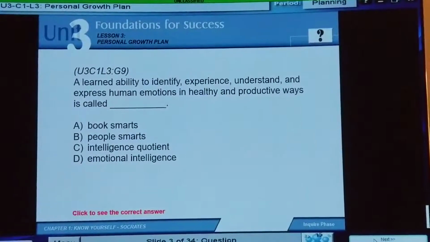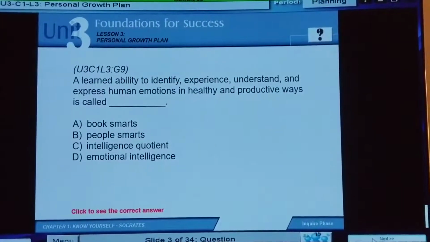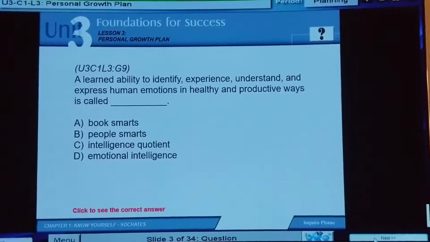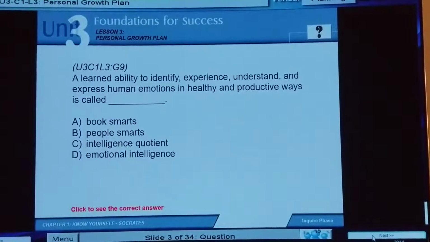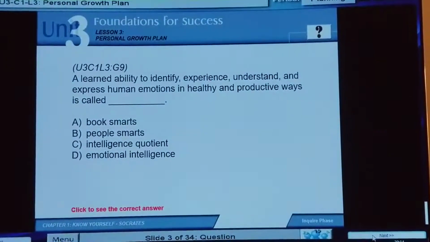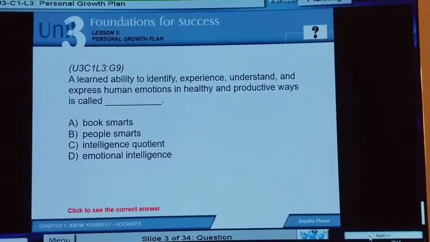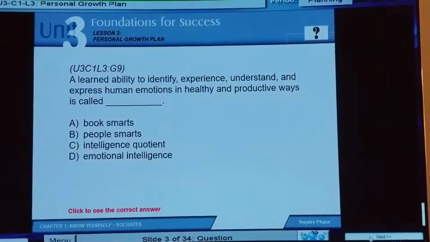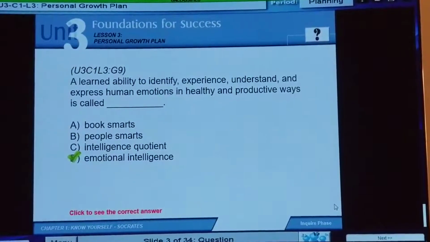All right, so here's the first question. A learned ability to identify, experience, understand, and express human emotions in healthy and productive ways is called: A, book smarts, B, people smarts, C, intelligence quotient, or D, emotional intelligence? Well, let's see what the right answer is. Emotional intelligence is the correct answer.